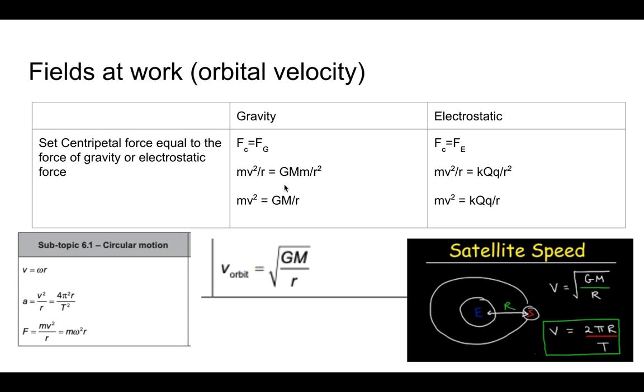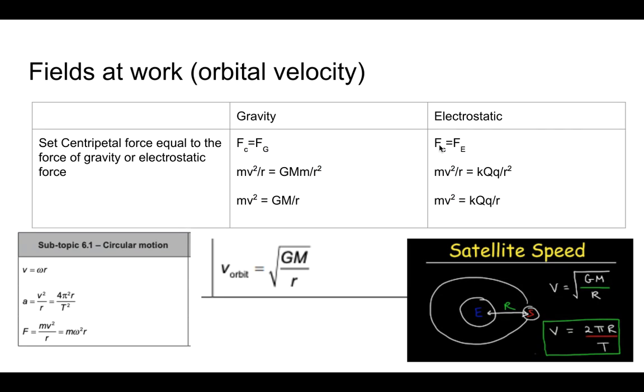Now, some of this stuff cancels out. One of these m's goes away, and so you would get mv squared over r would equal GM over r. Oops, I forgot to cancel out one of these m's. You get v squared equals GM over r. One of the r's goes away, and when you rearrange this equation, you can solve for v, where v would equal the square root of GM over r. Like I said, this little m shouldn't be there, and that's the equation that they give you in the formula packet.